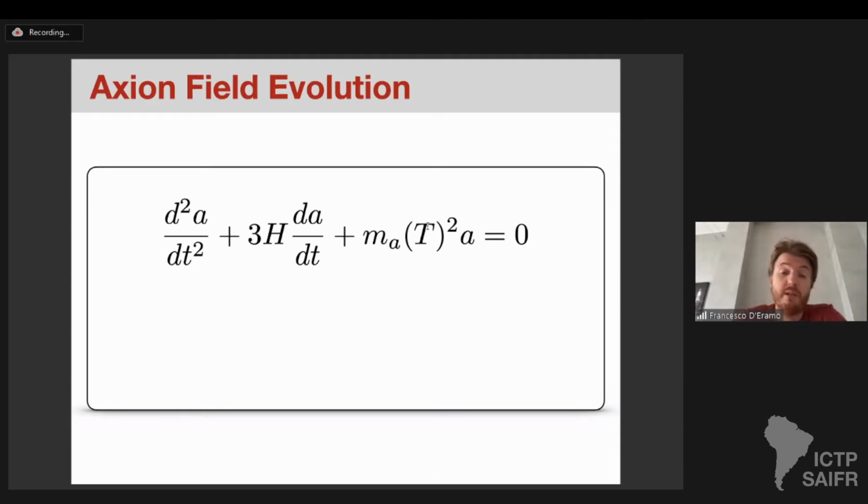Now, there is an additional term with respect to the Newton law, and it's the 3H dA/dt. This is, of course, there because the universe is expanding and the axion evolution is happening inside a cosmological background that is expanding with the rate H. And from the point of view of the equation, this is identical to a problem in classical mechanics where you have a harmonic oscillator with a friction term. If you remember, friction forces are proportional to the velocity. So the Hubble parameter acts as a friction term in the equation of motion of the axion.